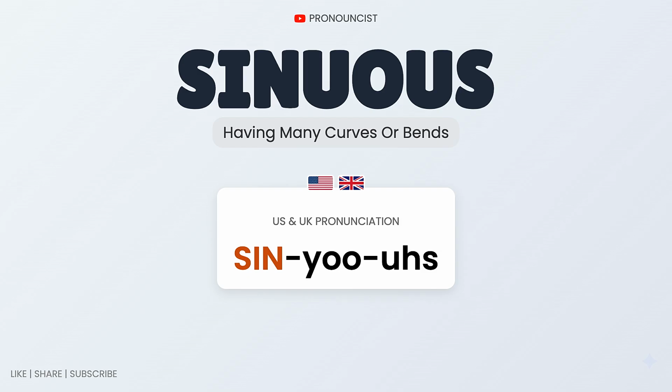Now read the syllables shown on the screen naturally. Sin. U-us. Sinuous. Stress sin and keep U smooth.